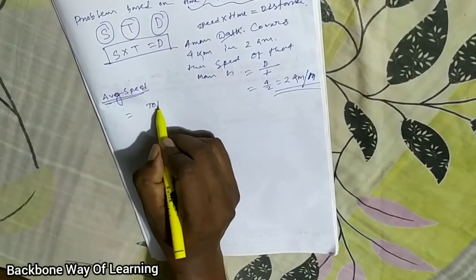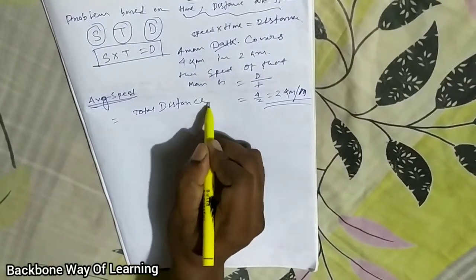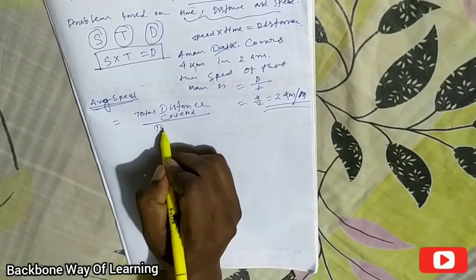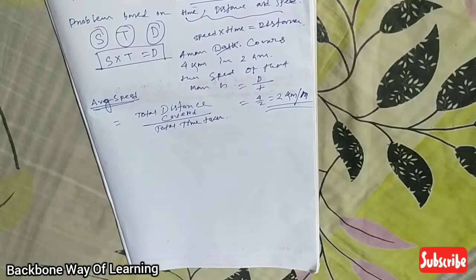And the next topic is average speed. Average speed is the total distance covered by the total time taken.